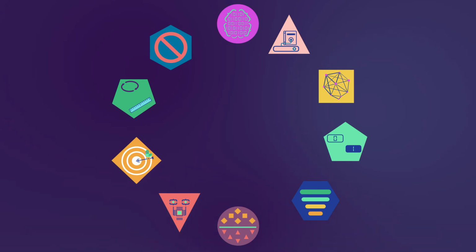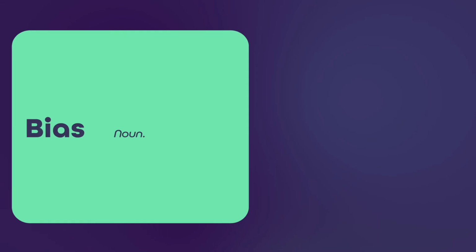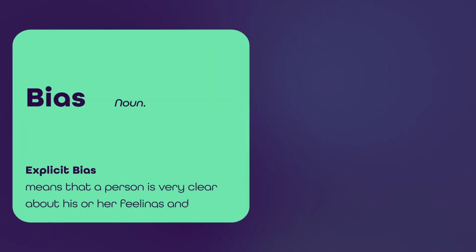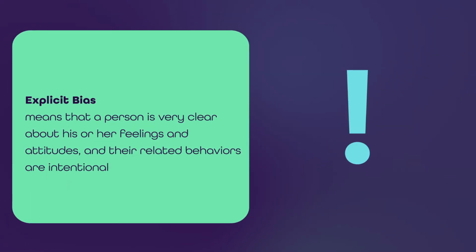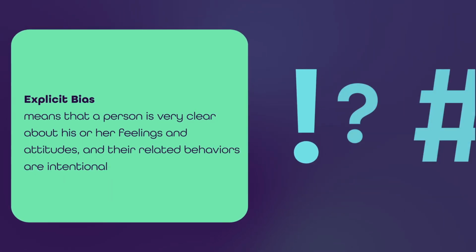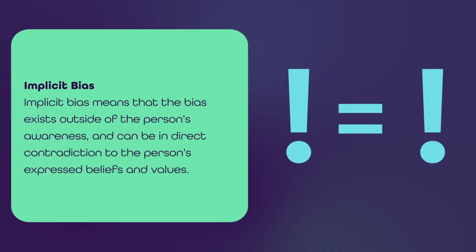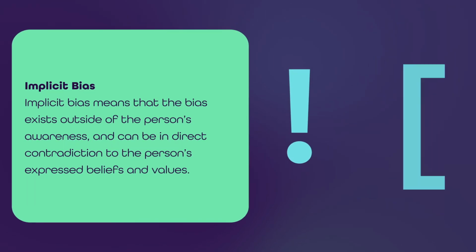Lastly, bias, which is prejudice in favor or against one thing, person, or group compared with another, usually in a way that's considered to be unfair. There are 2 types of bias, explicit and implicit. Explicit bias means that the person is very clear about his or her feelings and attitudes, and their relevant behaviors are intentional. Implicit bias means that the bias exists outside of this person's awareness and can be in direct contradiction to the person's expressed beliefs and values.